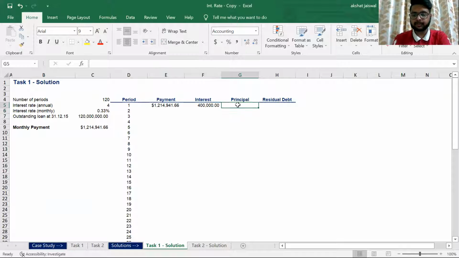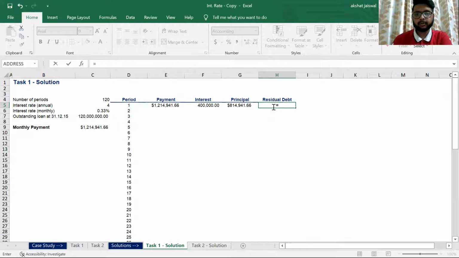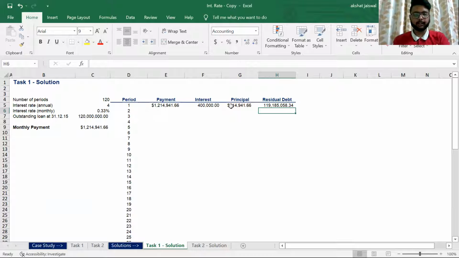Now coming back to principal amount, how will you find principal? It's simple. It's like the payment, this amount, minus interest. So principal equals payment minus interest. And what will be your residual debt? Residual debt will be equal to outstanding loan minus principal. Just click enter and you will find, voila.